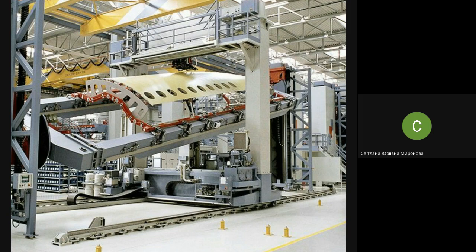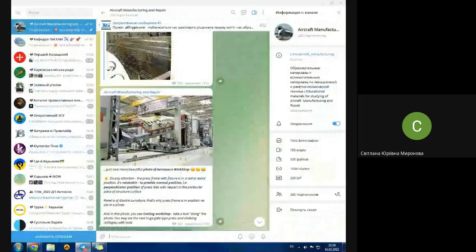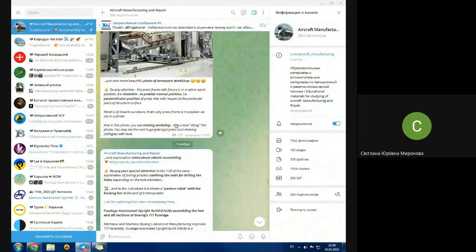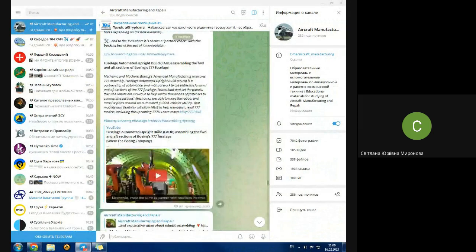But of course, it makes sense only if you have large scale production. If you're going to produce one airplane ever of this type, you don't need such complicated manufacturing. You will do everything on the bench, in the lab. Here is the video about robotic assembling. Watch on your own, please.